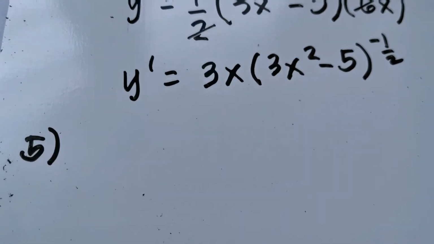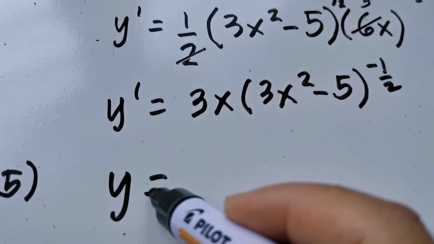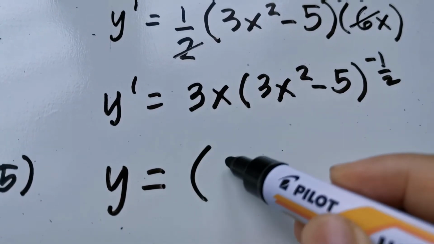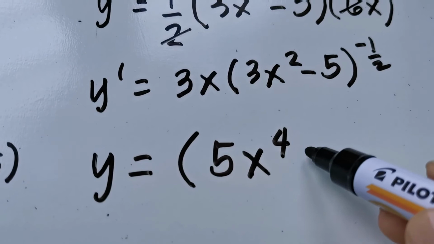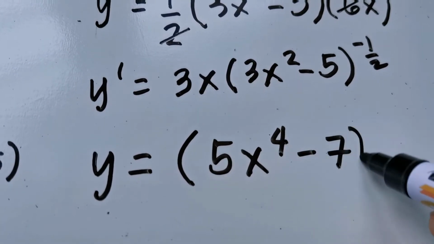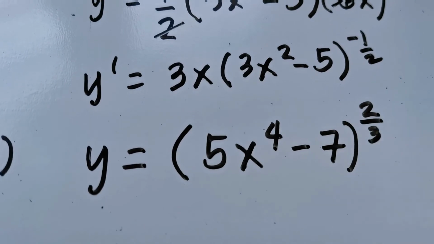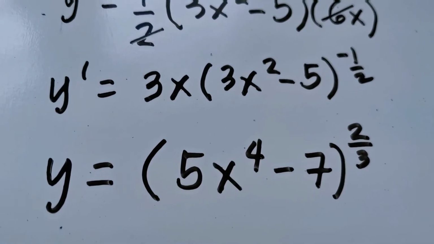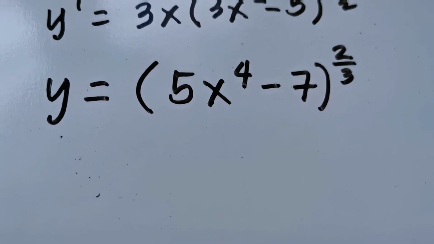Next, our example number 5. We have y equals the quantity of 5x to the 4th minus 7 raised to 2/3. So our exponent here is 2/3.